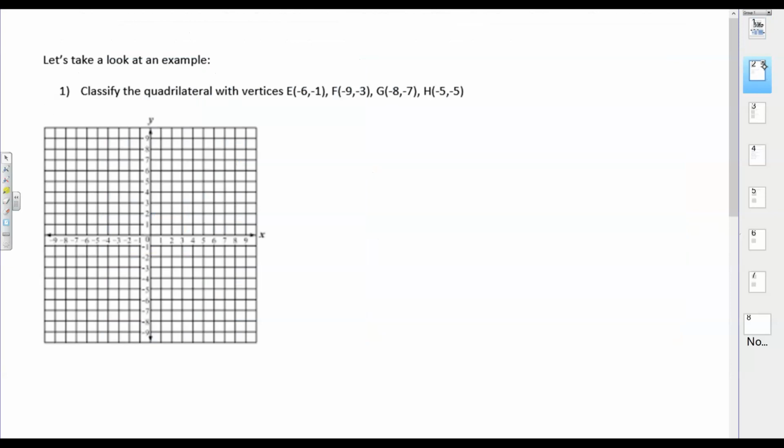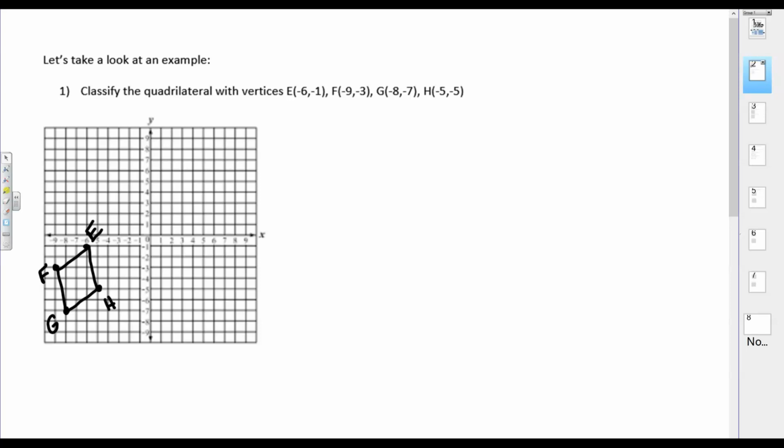So now I want to classify the quadrilateral with vertices E at -6, -1, F at -9, -3, G at -8, -7, and H at -5, -5. So let's graph those points. So we've graphed the points. I've also labeled my vertices as I'm doing this because it will help me out.